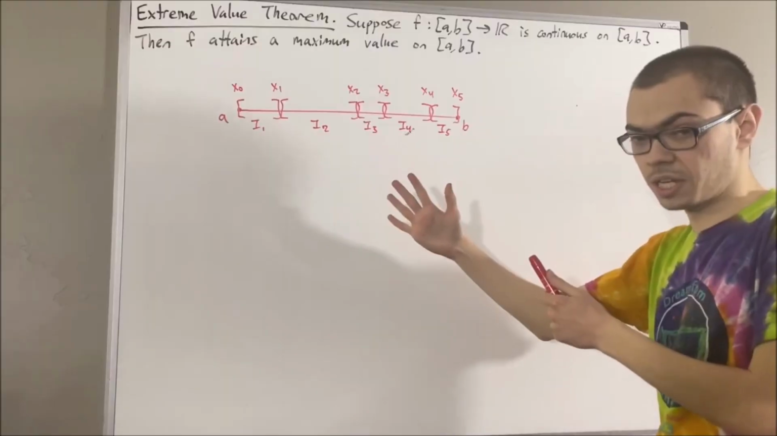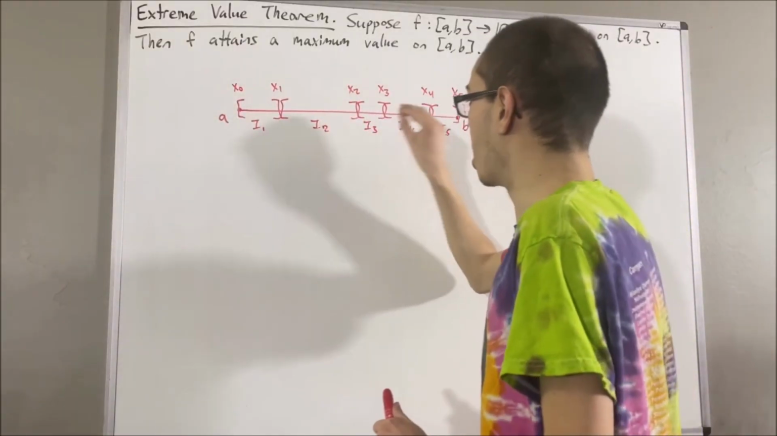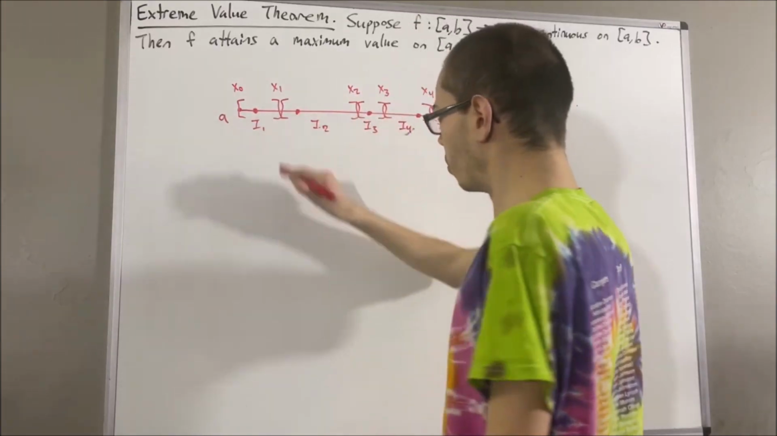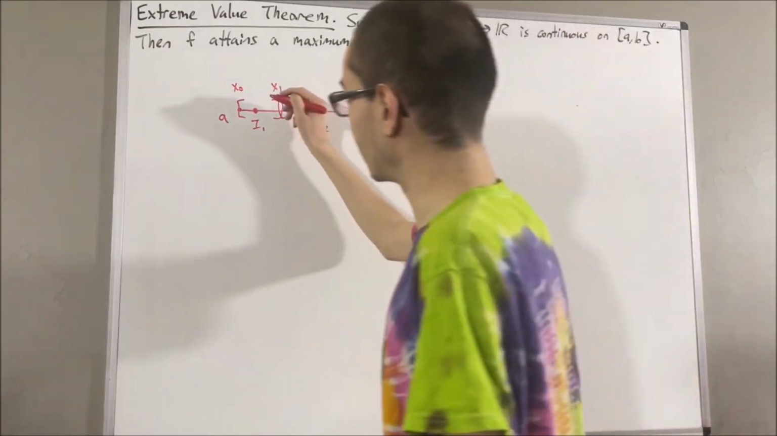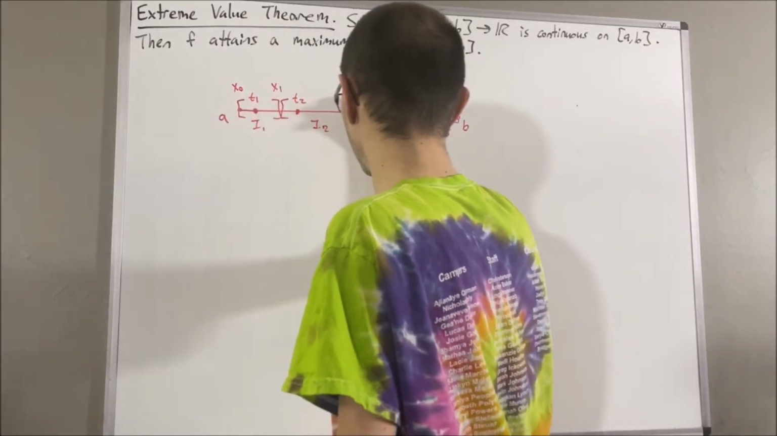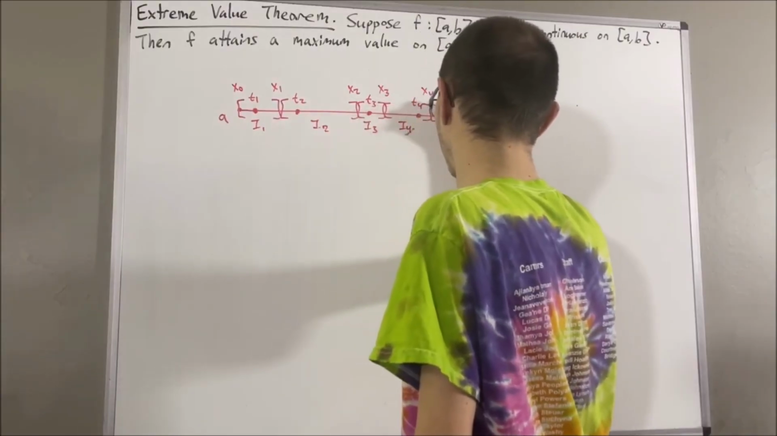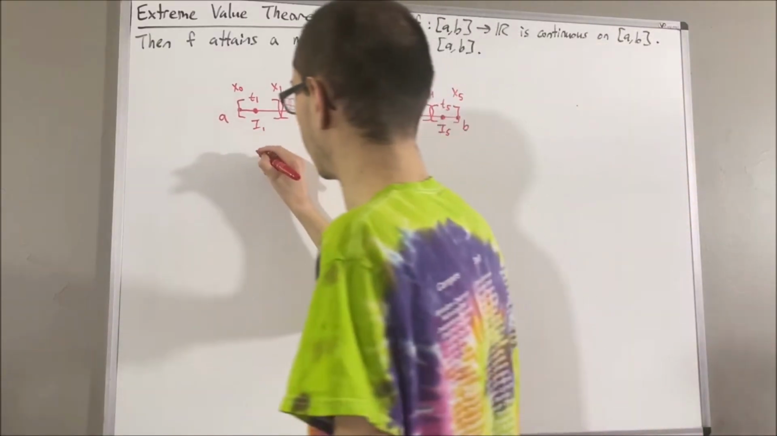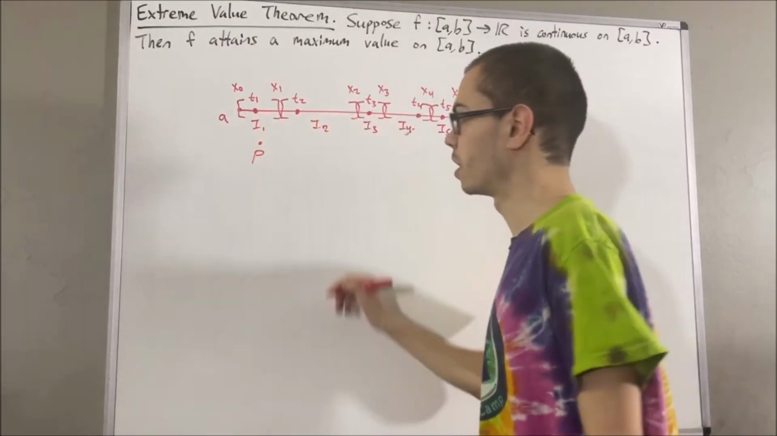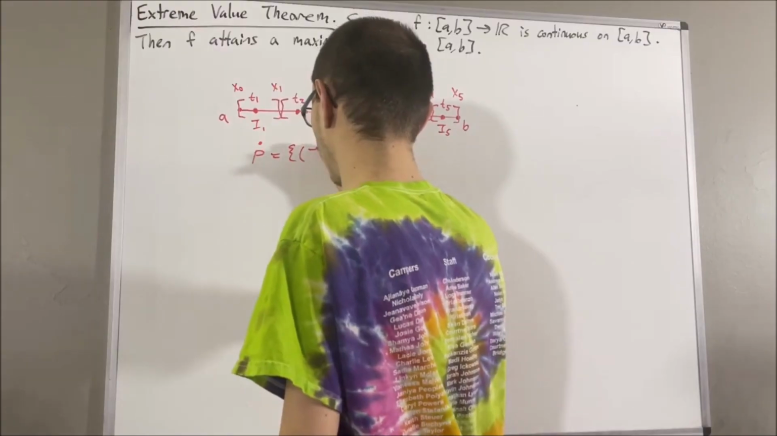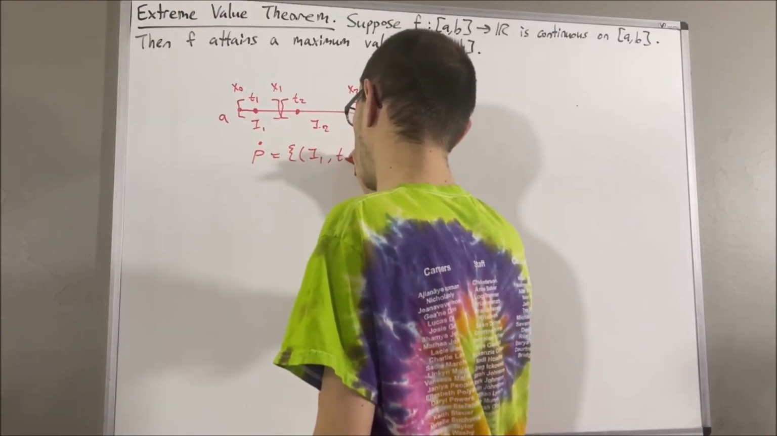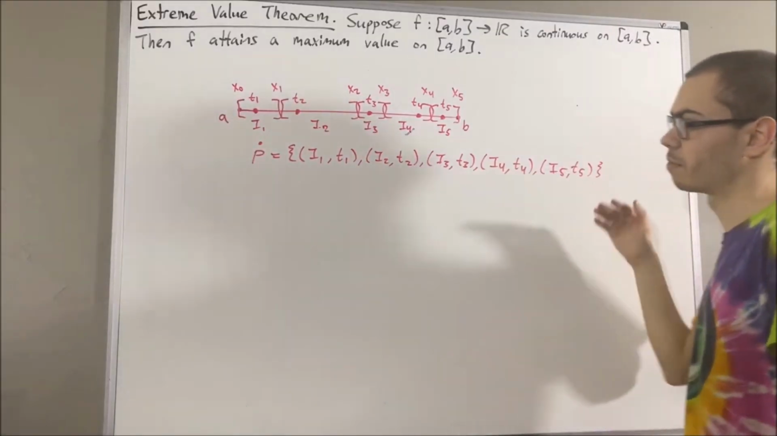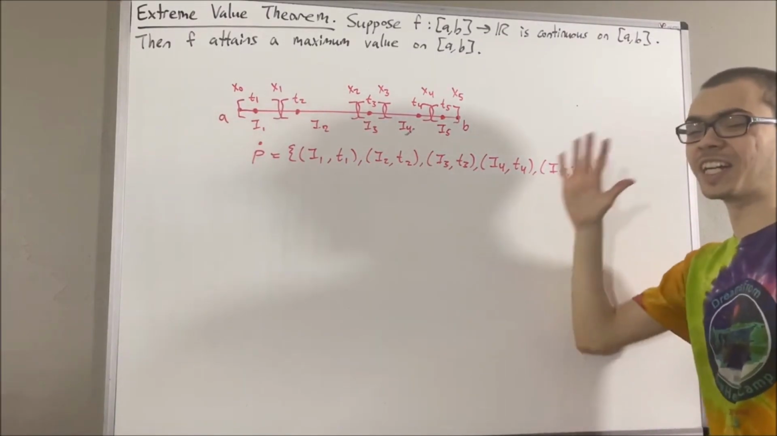Now a tagged partition is when we select a point from each of these subintervals. And let's say that the points we select are these. Now the points that we select are what we call tags, and we might label the tags T1, T2, and so on. So that's what a tagged partition is. And the way we might symbolize a tagged partition is by a letter with a dot on top. And we denote the collection as a collection of ordered pairs. Each ordered pair consisting of the subinterval and the tag in that subinterval. So just like that.